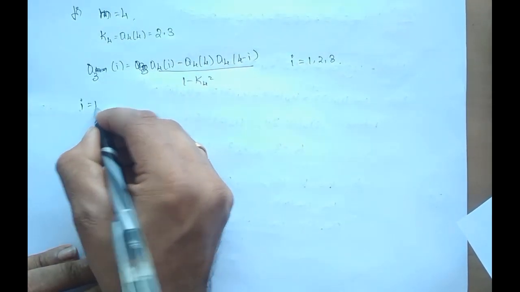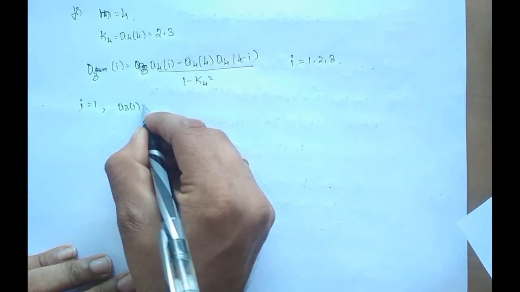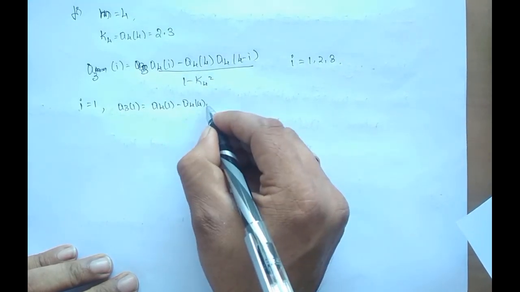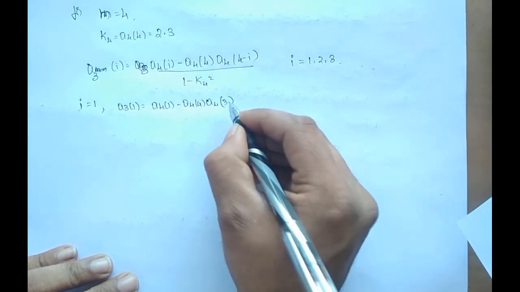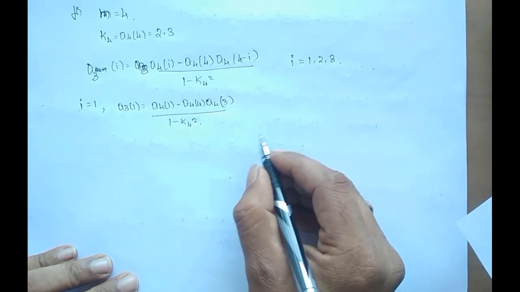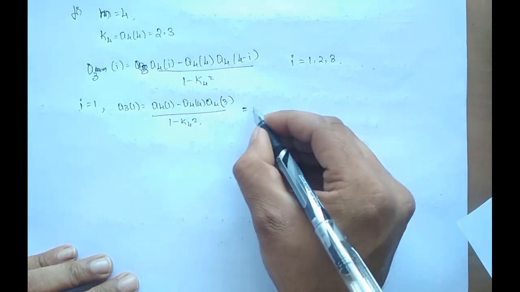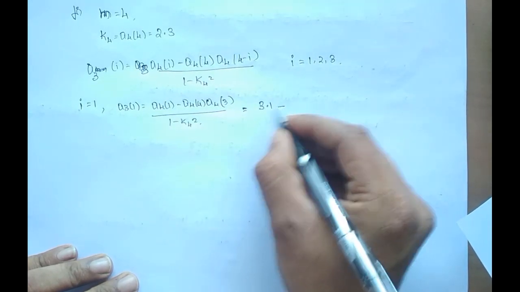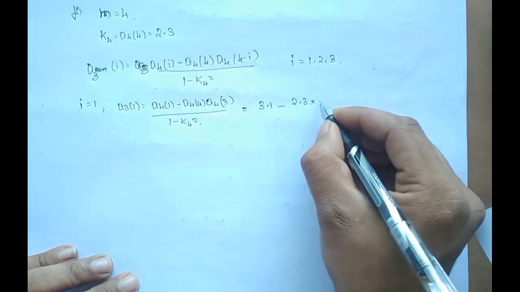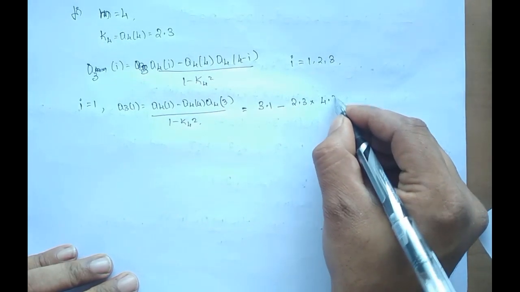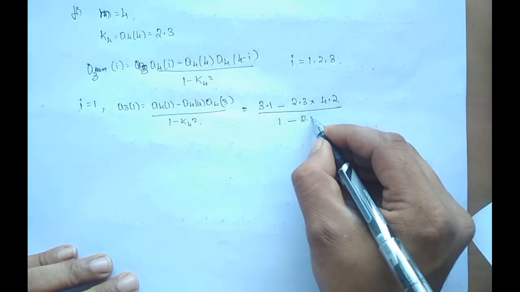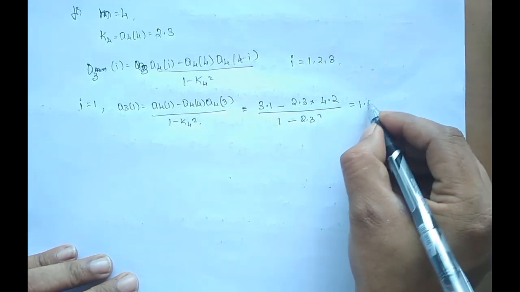So for I is equal to 1, what do we have? a3 of 1 is equal to a4 of 1 minus a4 of 4 into a4 of 3 divided by 1 minus k4 square. Fine, so a4 of 1 is 3.1 minus a4 of 4 is 2.3 into a4 of 3 is 4.2, divided by 1 minus k4, and k4 is 2.3, whole square. This ends up with 1.529.